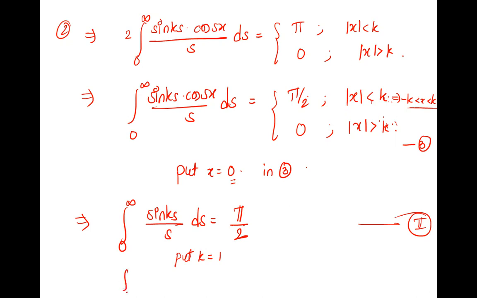And k is 1. So we get integration from 0 to infinity of sine s upon s ds. There is no k on this side. So the value is pi by 2 again. This is the third deduction. Done. All the values we got.